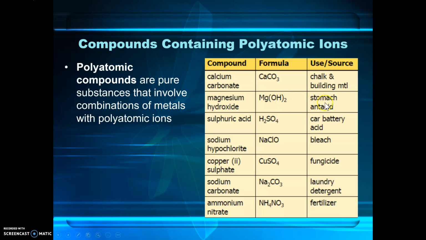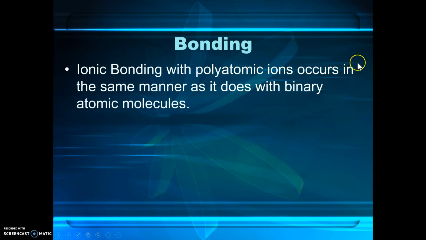This is used to treat stomach acid. You have sulfuric acid, we talked about that. This polyatomic ion is bonded to hydrogen, and so forth. Sodium hypochlorite is in bleach, copper(II) sulfate is a fungicide, sodium carbonate is in laundry detergent, and ammonium nitrate is in fertilizer. This is actually two polyatomic ions bonded together. So we're going to talk about ionic bonding with polyatomic ions. They occur in the same manner as what we did yesterday.